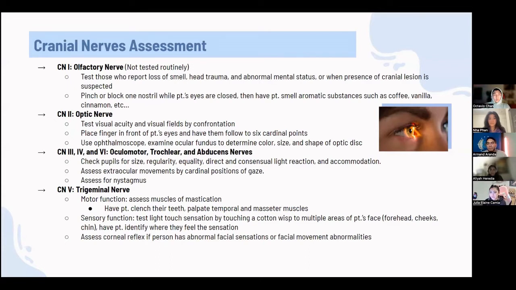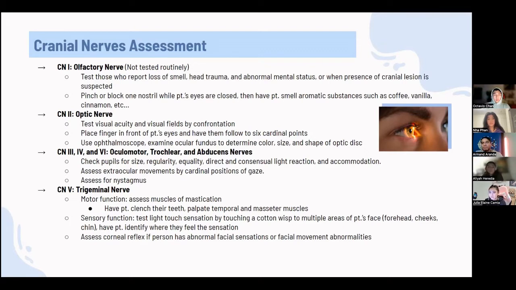Cranial nerve 2, or the optic nerve, tests the visual acuity and visual fields by confrontation. To do this, you would place your finger in front of your patient's eyes and have them follow the 6 cardinal points. You could also use an ophthalmoscope to examine the ocular fundus to determine color, size, and shape of the optic disc.